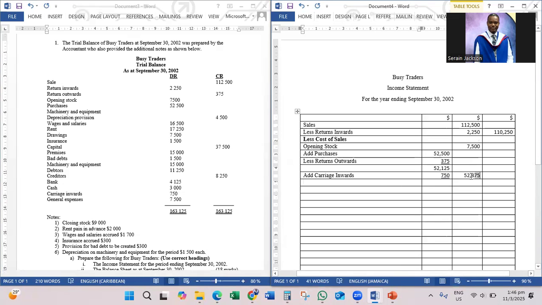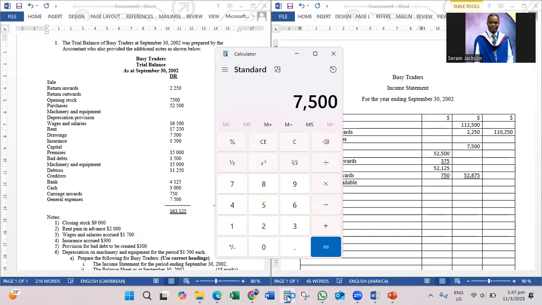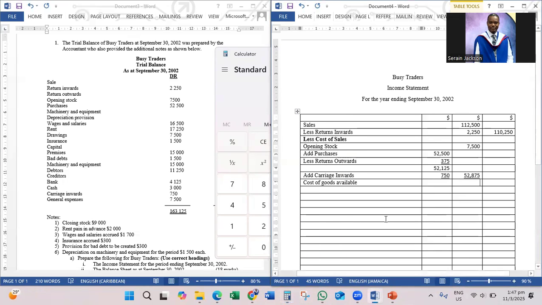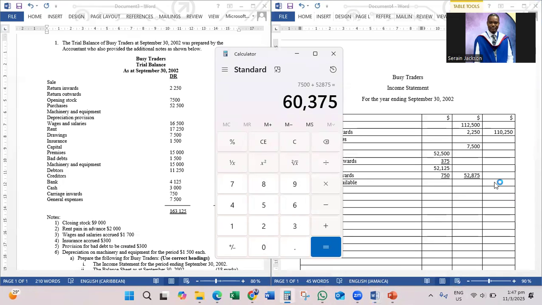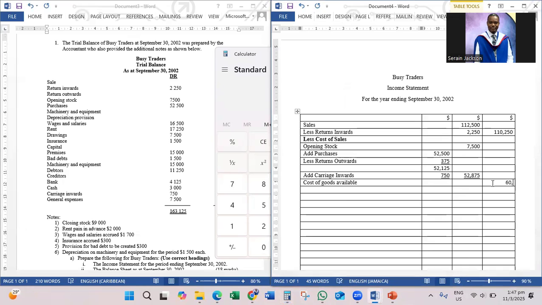So now we're going to add our opening stock to our purchases to get our cost of goods available. So our cost of goods available would be 7,500 plus 52,875. That would be equal to 60,375. All right, so that is our cost of goods available. Now we have to minus our closing stock.